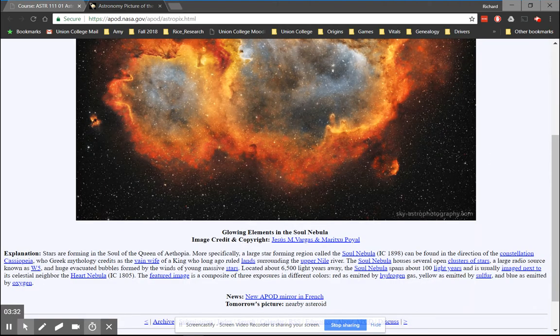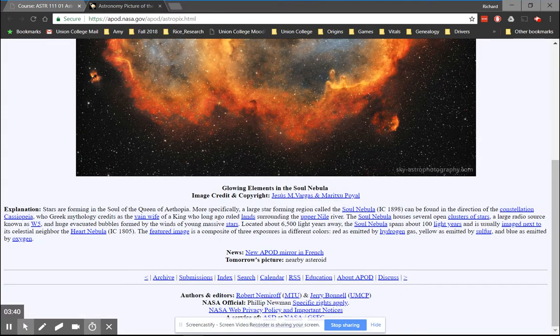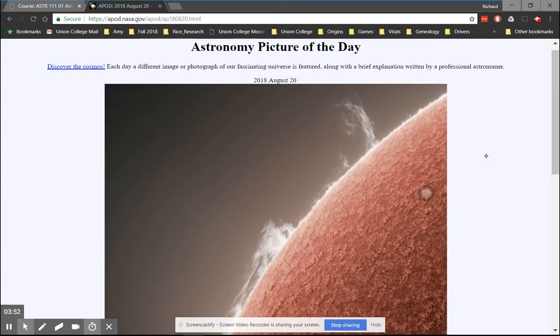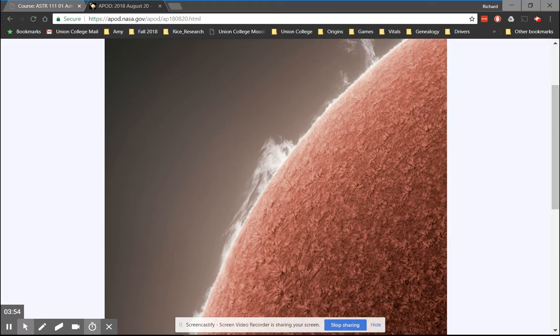So this is the Soul Nebula. Somebody's soul is on fire. And it gives you some history here, what it's supposed to be about. You can go to another one, should go to another one here. Okay, yeah. This here, what do you suppose that is?